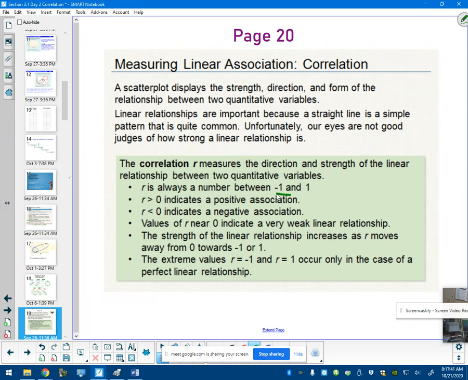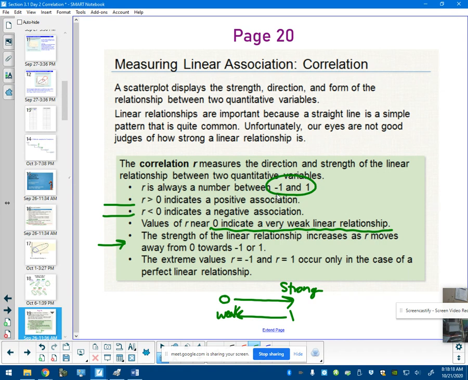And then we have all these facts. R is always a number between -1 and +1. -1 meaning you're sloping downhill like a line, +1 uphill. If R is positive, the slope will be positive. If R is negative, the slope will be negative. Values near 0 indicate a very weak linear relationship. Not necessarily a snowstorm, it could look something else. The strength of the relationship grows stronger as you move out from 0. So 0 to 1, this is strong. As you move in, you're getting weak.